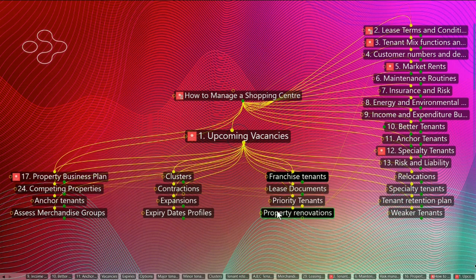And again, in assessing the vacancies coming up, there will be some property renovations that I want to do. So I need to understand how I'm going to handle those property vacancies, those renovations around those property vacancies.